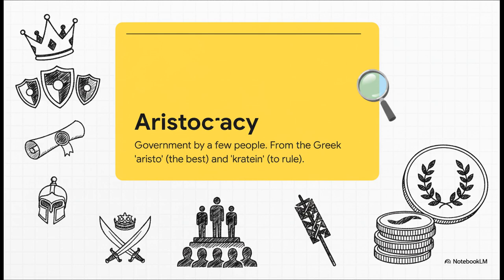Okay, so what if it's not just one person in charge? Well, that brings us to aristocracy. The name itself gives you a huge clue. It comes from the Greek for rule of the best. In this case, power is in the hands of a small, elite group. And that status could come from anything: wealth, family name, military strength. The key thing to remember is it's ruled by a select few.